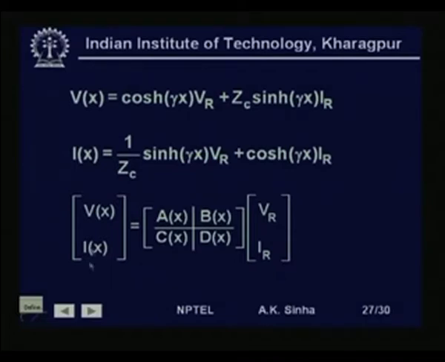Therefore, we can write this in terms of ABCD parameters as [Vx; Ix] is equal to [Ax Bx; Cx Dx] [Vr; Ir], where A is equal to cosh gamma x, B is equal to Zc sinh gamma x, C is equal to (1 by Zc) sinh gamma x, and D is equal to cosh gamma x. Again, you will see AD minus BC is equal to 1.